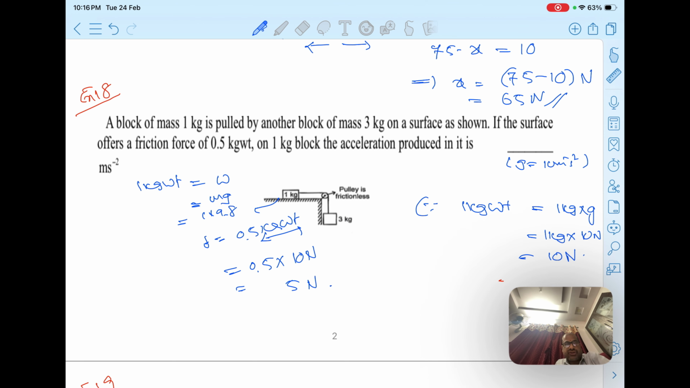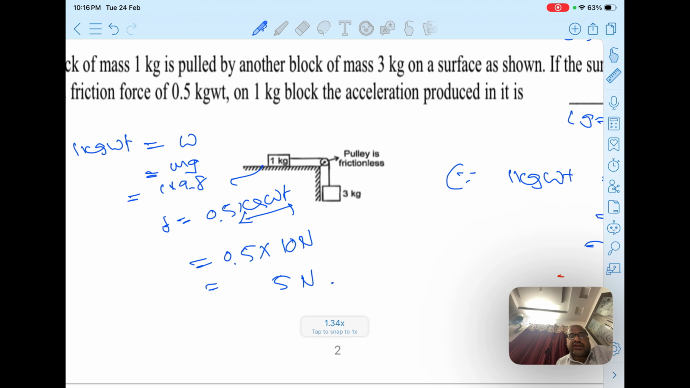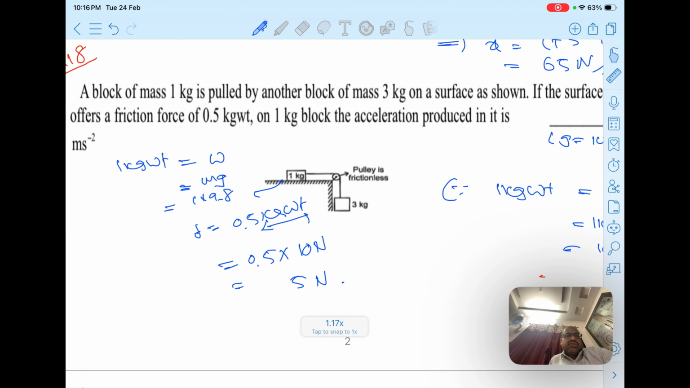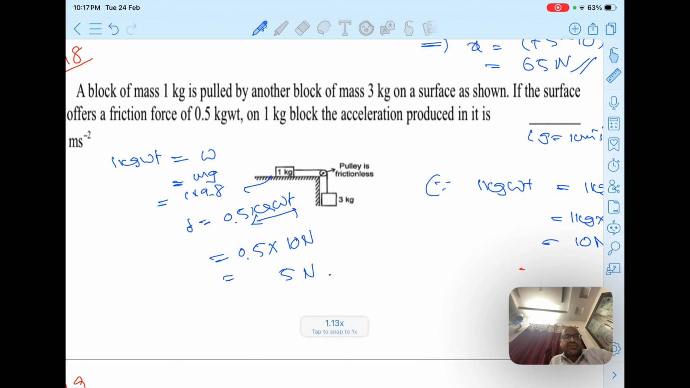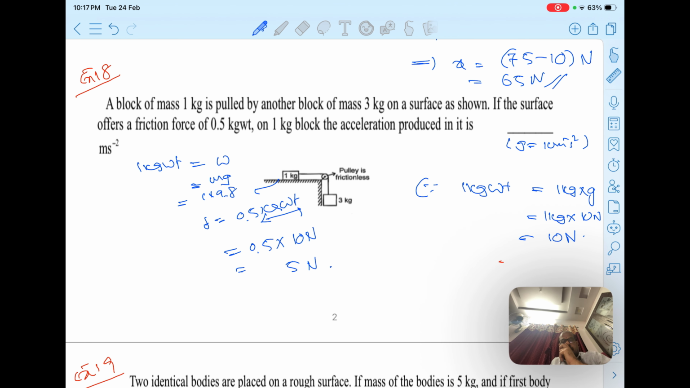So the frictional force here is 5 Newton. Now if you see here, a 1 kg block is lying and a 3 kg block is here. One block of 1 kg is pulled by another block of 3 kg. If the surface offers frictional force, the 1 kg block produces acceleration. There is no contact here. You can write that the 3 kg weight is 30 Newton, and tension has some value. Tension will be acting here as an internal force.